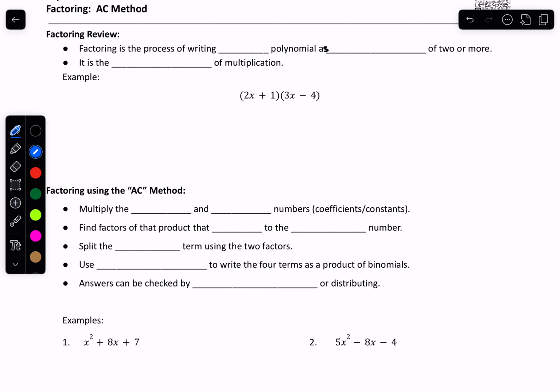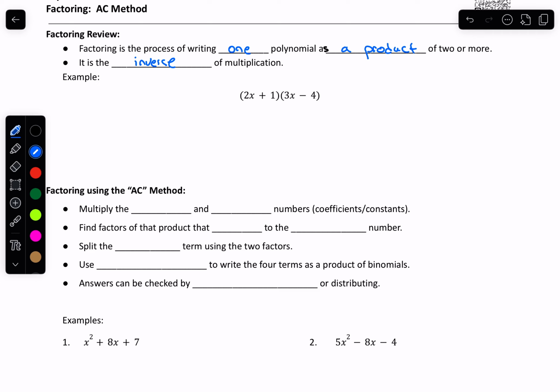This is going to build on our lesson about factoring using GCFs and grouping, because factor by grouping is a part of the process to use the AC method. So first, quick review. Factoring is the process of writing one polynomial as a product of two or more polynomials. It is the inverse or reverse of multiplication.